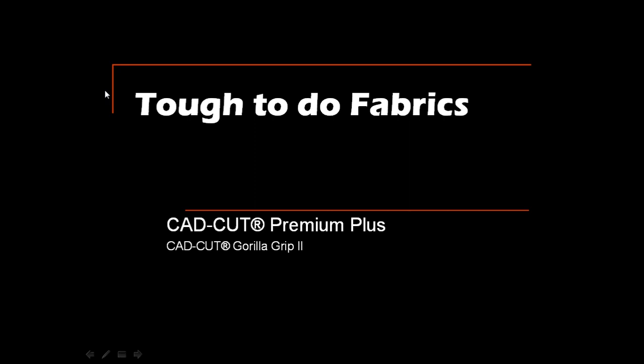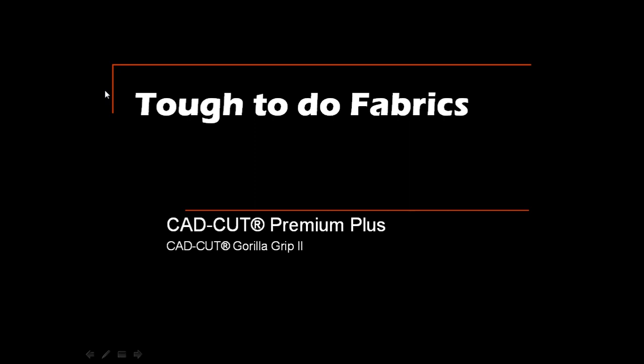So when you talk about tough-to-do fabrics, this is a lot of the fabrics you see in promotional products, like bags, such as polypropylene, where it has a very low melting point where the bag will actually melt. So these are like the recyclable bags you see in the grocery stores. You also talk about outerwear, jackets, can koozies, umbrellas, things like this.